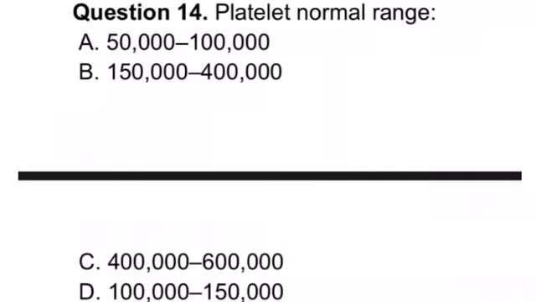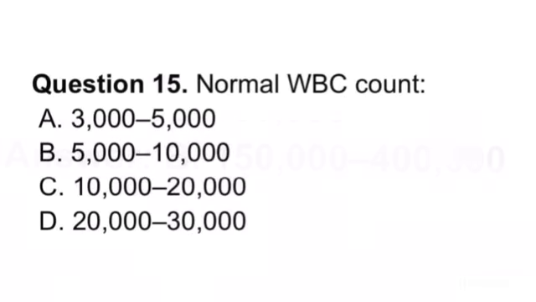Question 14. Platelet normal range. A. 50,000 to 100,000, B. 150,000 to 400,000, C. 400,000 to 600,000, D. 100,000 to 150,000. Answer B. 150,000 to 400,000.